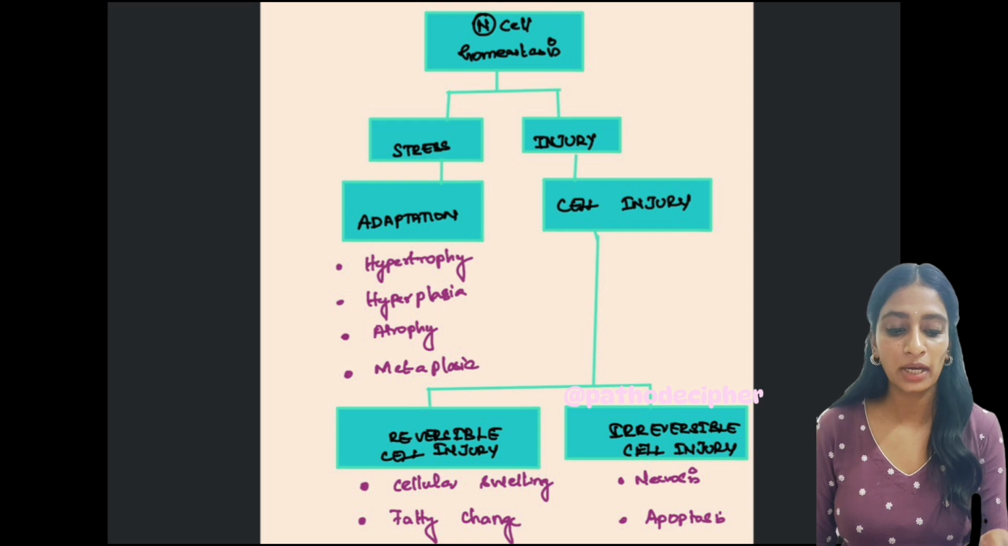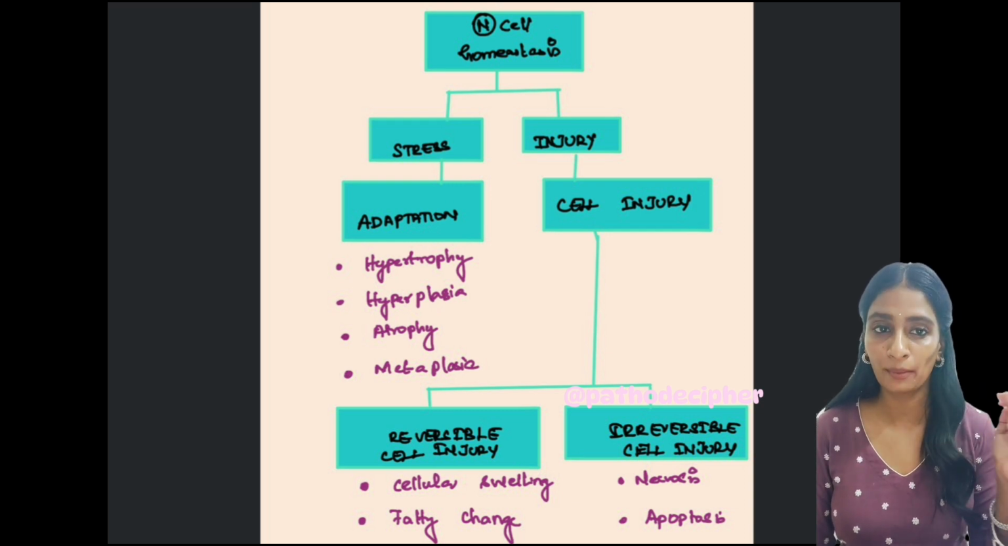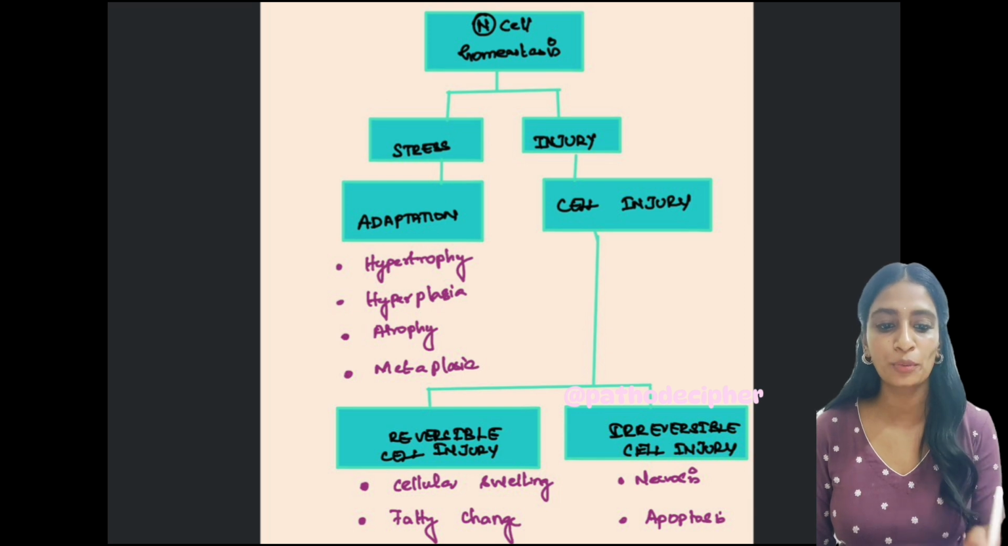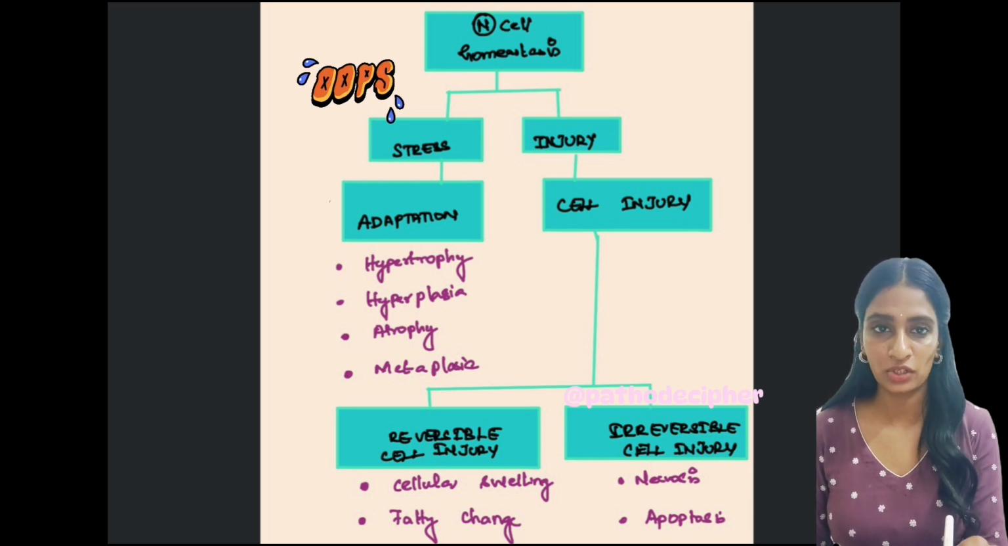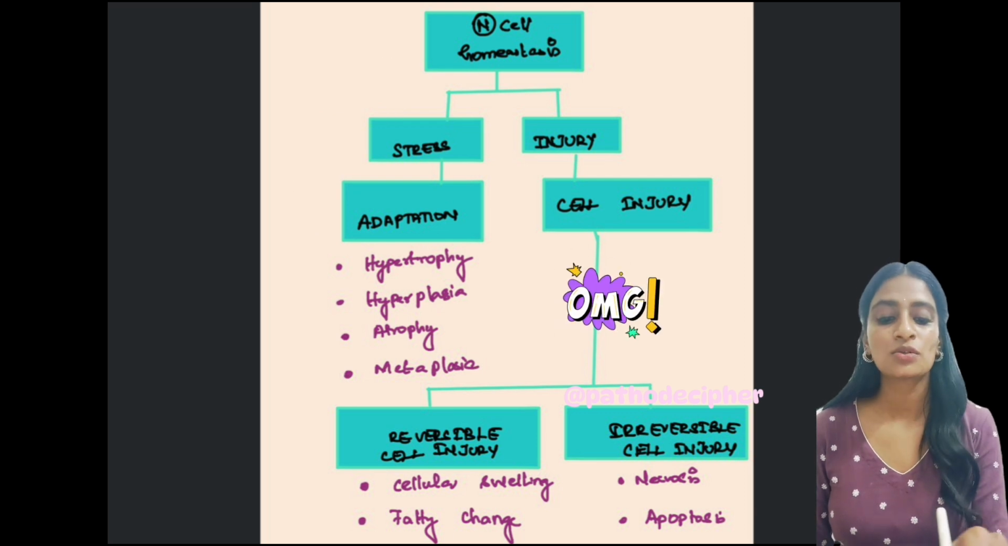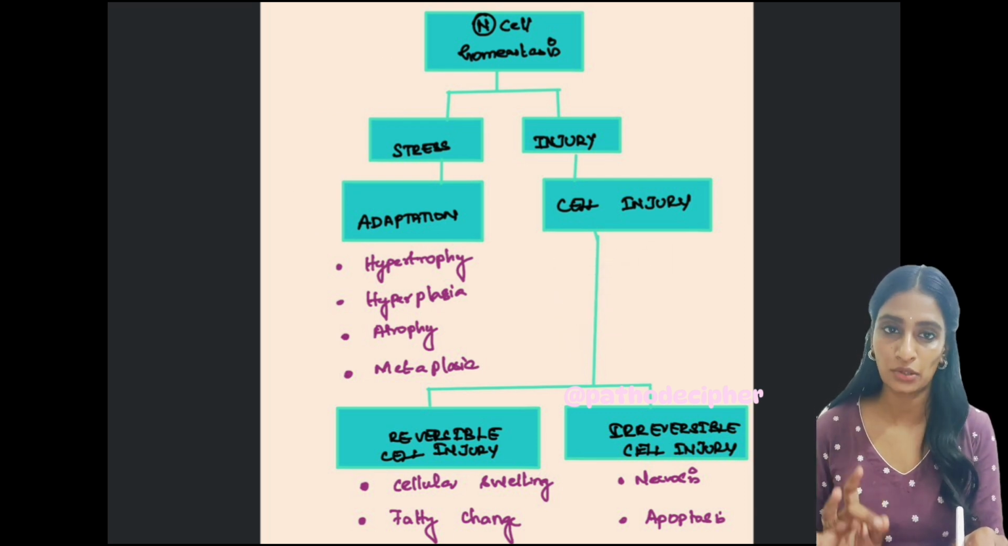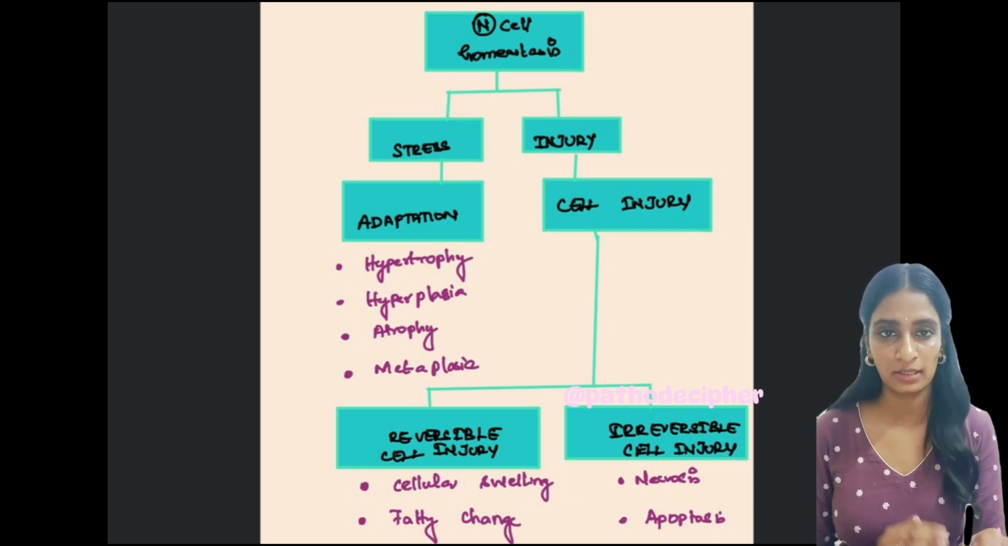So coming to the flow chart, you can see the normal cell is there. If it is a normal cell, it will maintain homeostasis, right? Homeostasis will be maintained. If there is a stress, it will either undergo adaptation or injury will happen. Adaptation is the first, primary step. There is hypertrophy, hyperplasia, atrophy, metaplasia. We'll see about each later, okay?